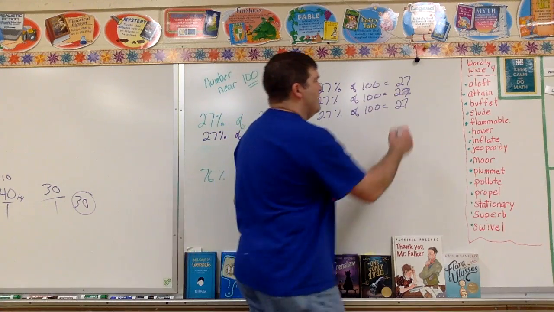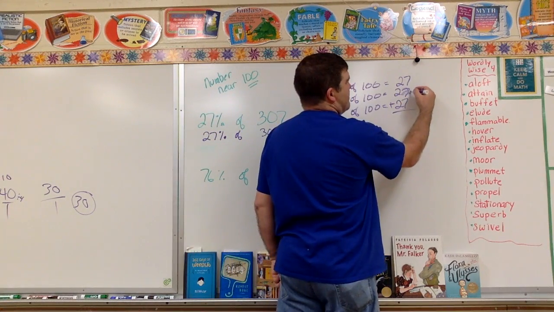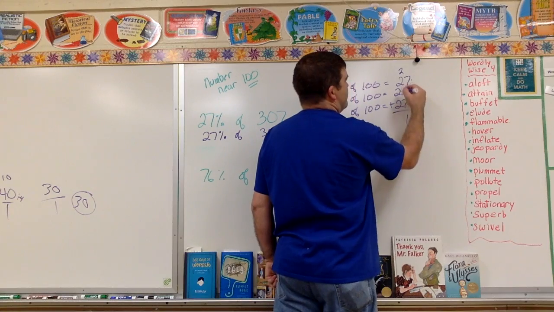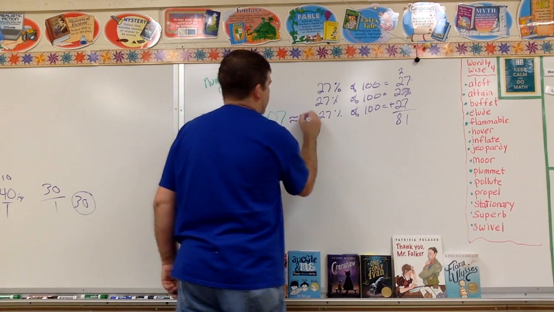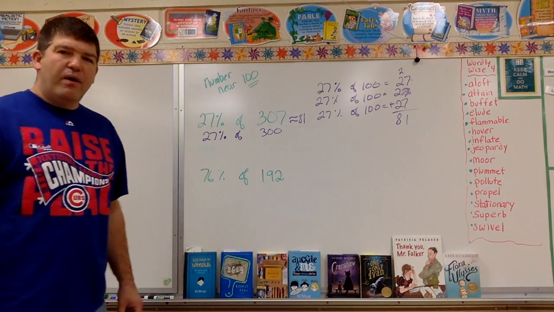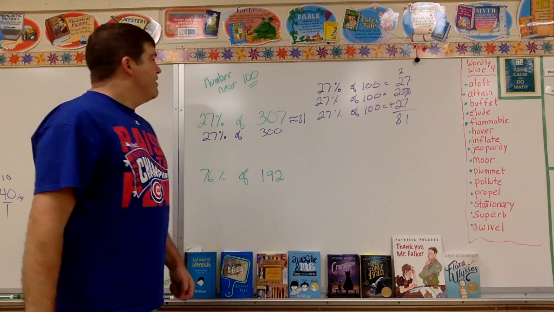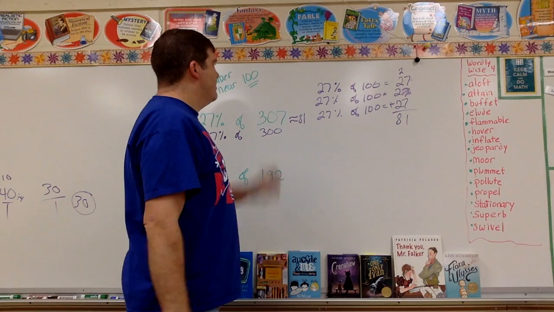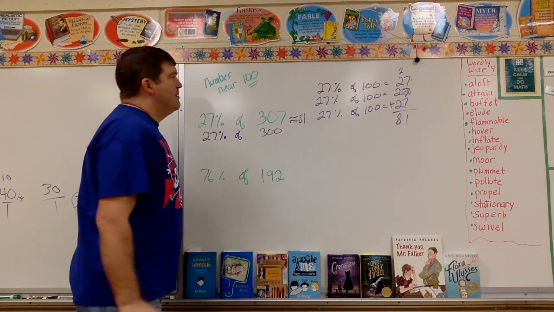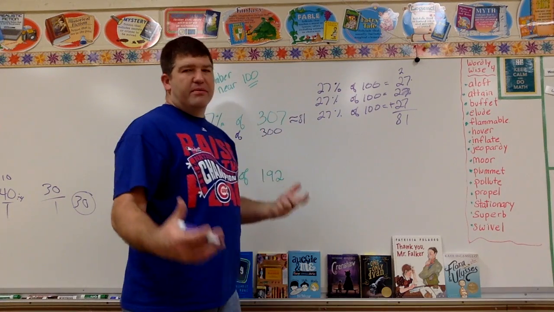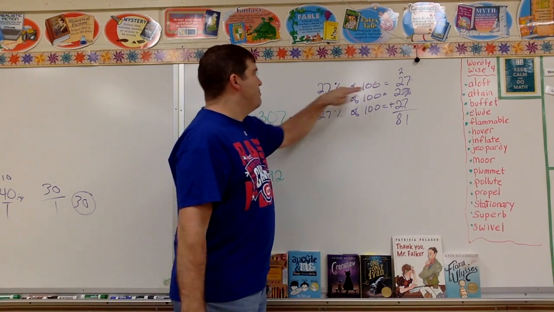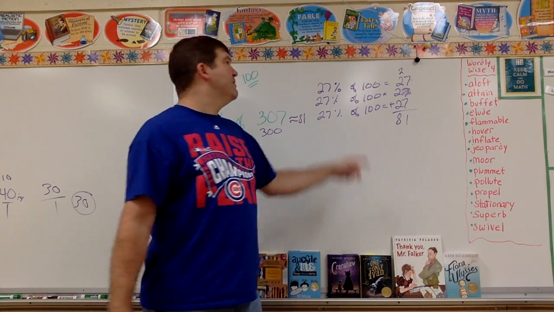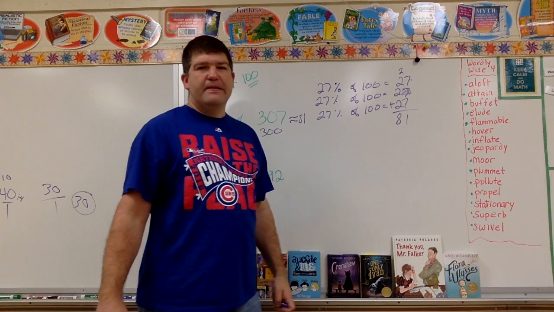So I just add these up. 7, 14, 21, 2, 4, 6, 8. 81. It's about 81. If you can get it to where it's 100, then you know the number is the percent you have. 27% of 100 is 27. Okay?